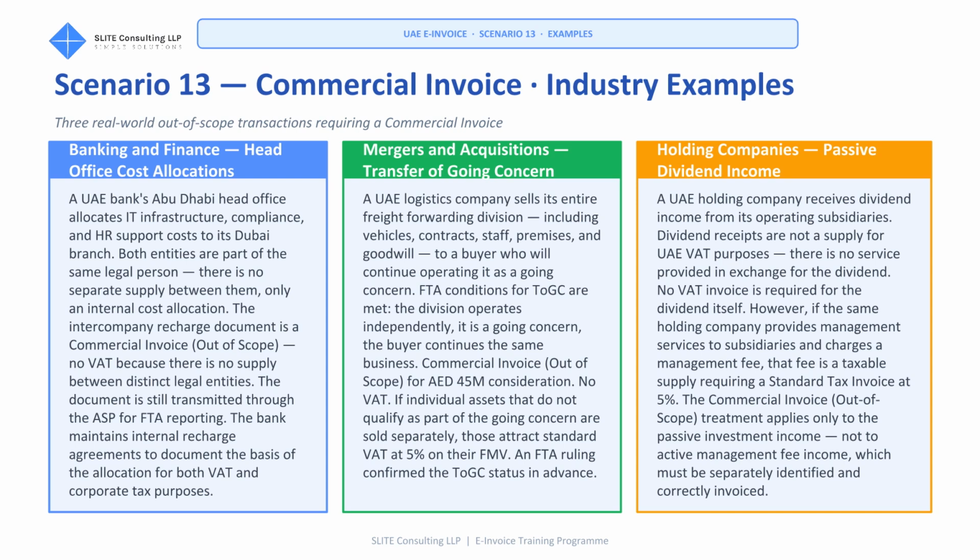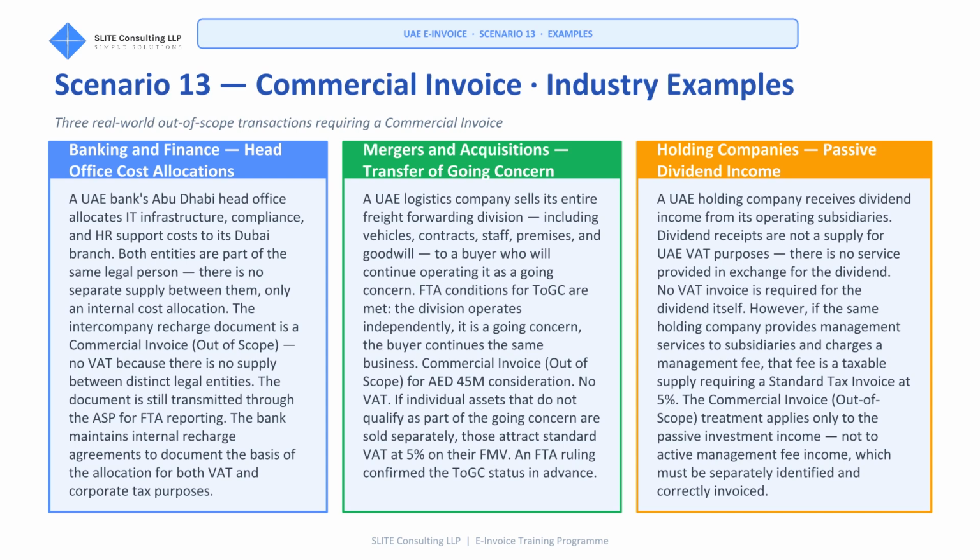Second, M&A. A UAE logistics company sells its entire freight forwarding division, vehicles, contracts, staff, premises, goodwill, to a buyer who will continue operating it as a going concern. FTA conditions for TGC are met. Commercial invoice for 45 million dirhams consideration, no VAT. An FTA ruling confirmed the TGC status in advance, and individual assets that would not qualify as part of the going concern would attract standard VAT at 5% separately.